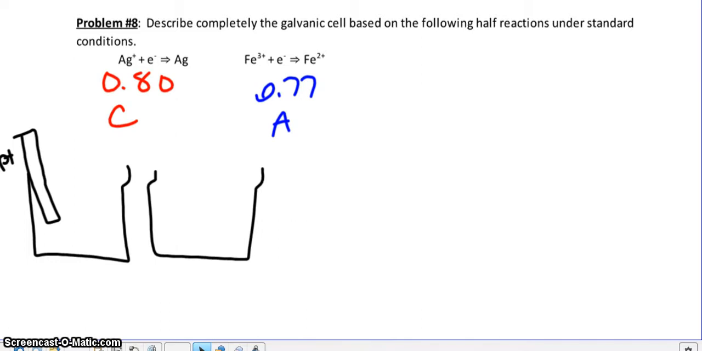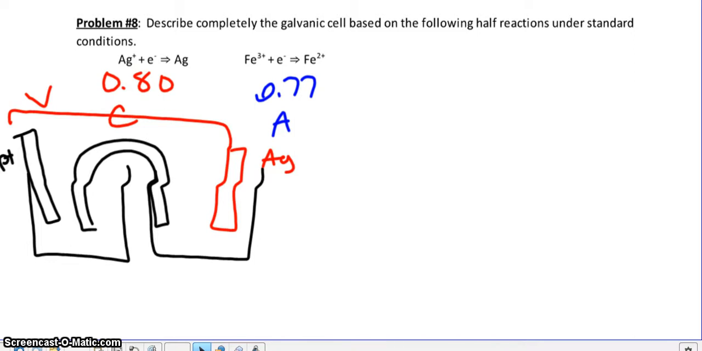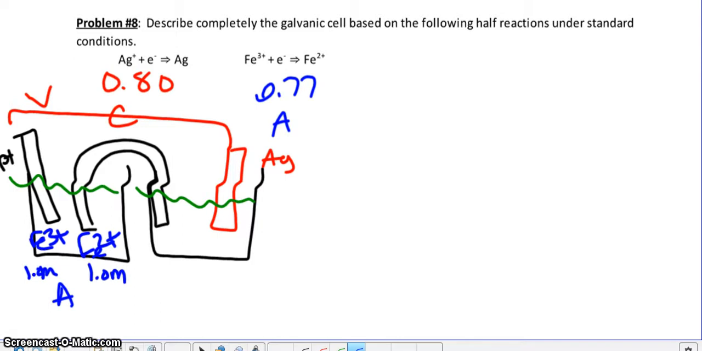And let's see here, I'm going to have my silver cathode, and I'm going to connect the two, and here's my voltmeter, right there. And I still need a salt bridge, so let me make my salt bridge. Oh, and don't forget, we need to have my solutions in here. So what's going on here? What's in my anode beaker? Well, I have some Fe3 plus ions and some Fe2 plus ions, probably 1 molar because we don't know anything besides 1 molar. And I still have 1 molar silver plus ions.